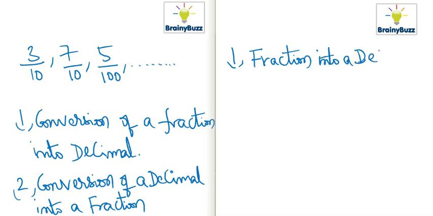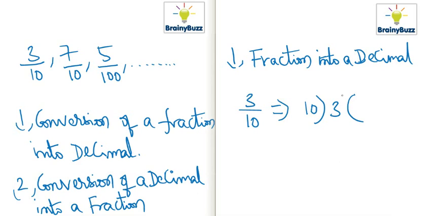First, conversion of a fraction into decimal. For example, take 3 by 10. That means 3 divided by 10. You have to put 0 point because it is decimal. Deci means 10 power. You have to put 0. So it is 3 tens are 30. 0. That means 3 by 10 is equal to 0.3.